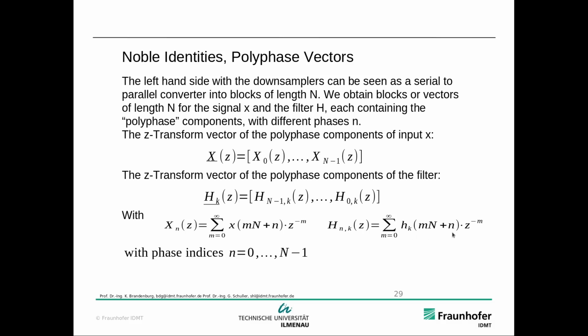And similar with the polyphase vector for the filter. We take the filter impulse response h_k, and downsample this impulse response starting with phase n. Right? So basically the same definition, except that the ordering here is reversed. So here for the input the phase goes up, and for the filter the phase goes down, and that comes from the convolution. Remember, for the convolution the time index was going in opposite directions. Yeah, and this phase index goes between 0 and N-1 because that's the number of phases we have.